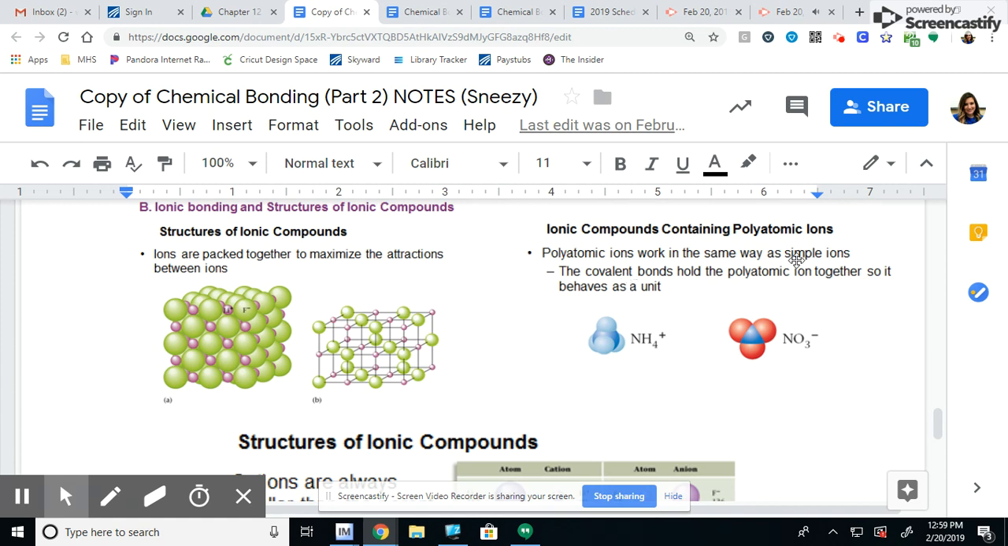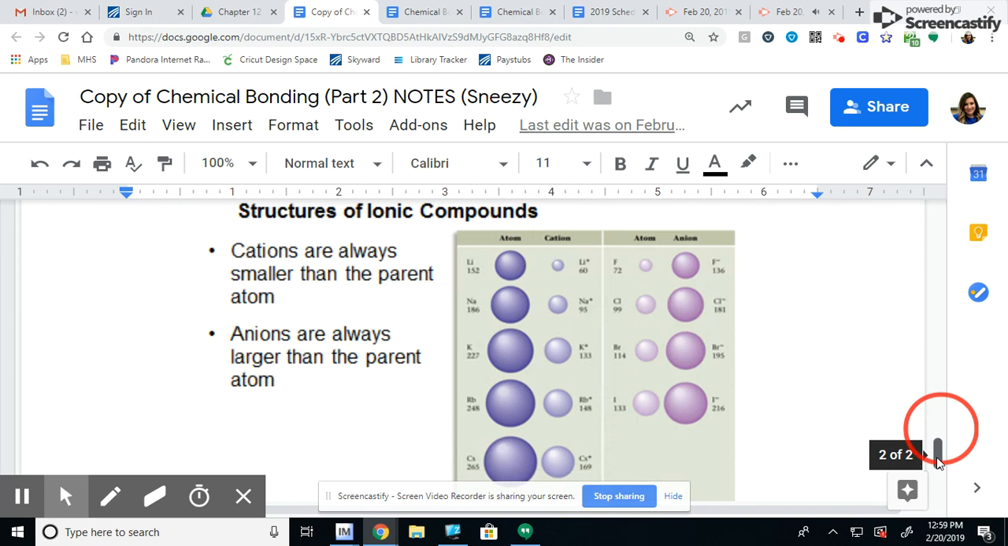When you have polyatomic ions, they work the same way, but covalent bonds are what's actually holding together the atoms within the polyatomic ion itself, so it behaves as a unit. In NH4, the nitrogen and the hydrogen are not ionically bonded together, they are covalently bonded together, and then as a covalent unit, they form an ionic compound. So anything that has those polyatomics is going to have multiple bonds happening.